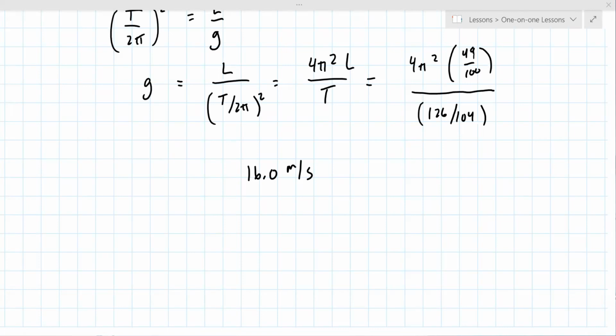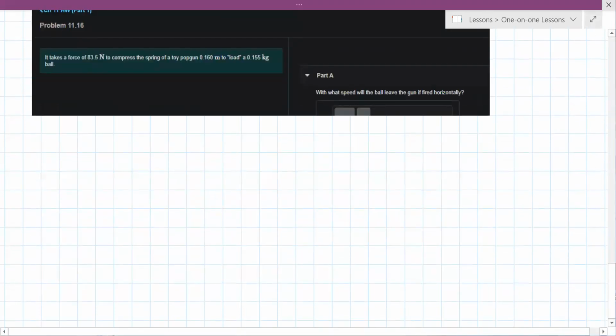Okay. So we're up to problem 11.16. That's what I see next on the screen here. I'm going to pull up the chapter solutions so I can go through these faster. Seems like I'm there. Okay, we're on chapter 11, problem 16. It takes a force of 83.5 newtons to compress the spring of a toy pop gun 0.16 meters to load a 0.55 kilogram ball. What is the velocity with which the ball leaves?